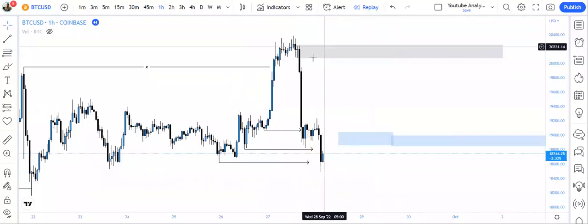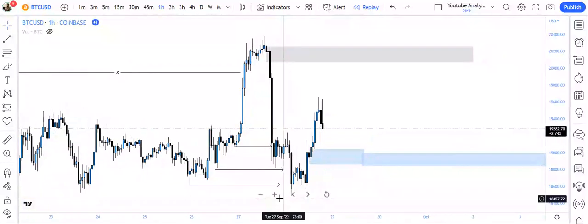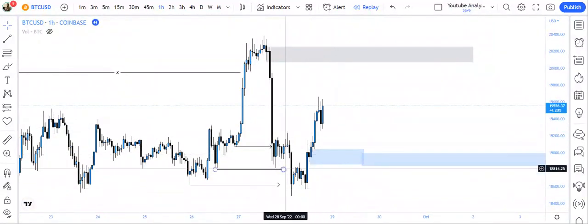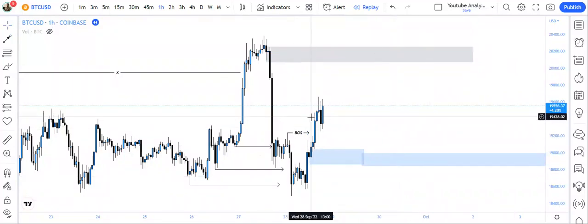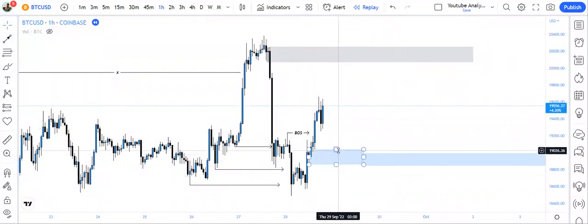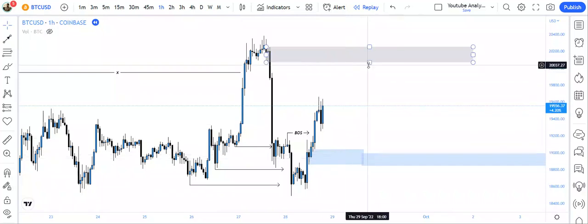Now, there's this supply zone I was looking to sell from, obviously. So I'm waiting for price to reach over there. And right over here, amazing. We had a shift of structure as well. So in this case, as you can see, we can look for buys from this demand zone to target all the way towards the upside.